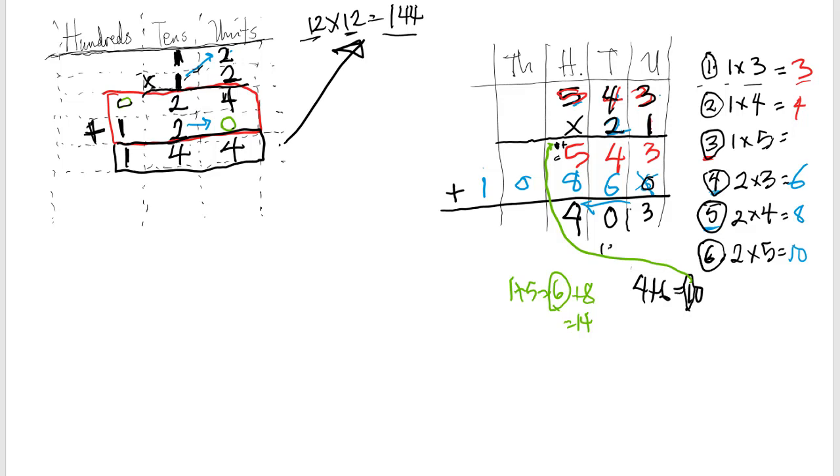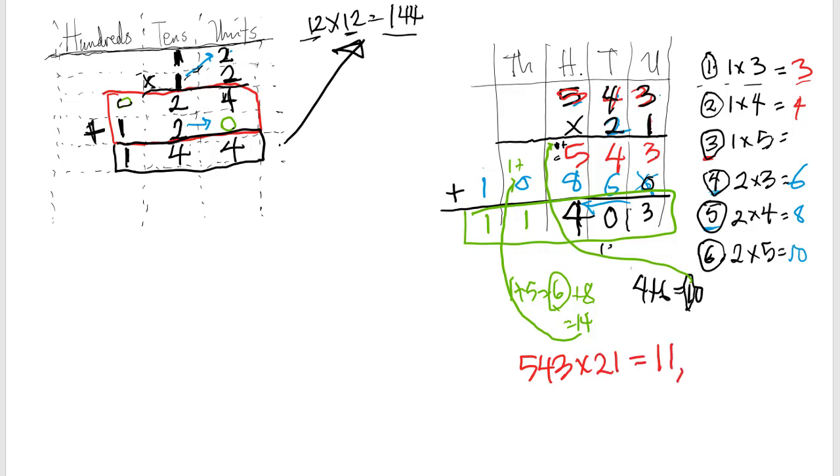The same thing the way we did it here. Write down 4. Then you carry 1 to the next number. Add 1 plus 0, you get 1. Then you bring down this one. So this is your answer. Therefore, 543 times 21 is equal to 11,403. So that's the answer.